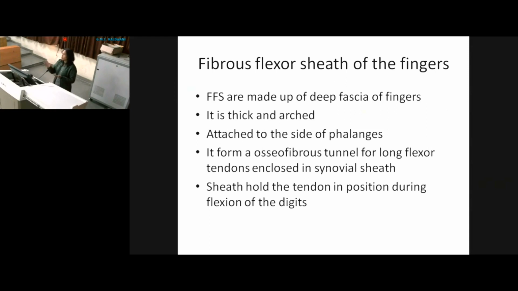And the purpose of this sheath is to hold the tendon in its position during flexion, prevent the flaring of the tendons, okay, and keep these tendons in position during flexion. So the deep fascia of the palm forms three types of structure. One is the flexor retinaculum, second is the palmar aponeurosis.